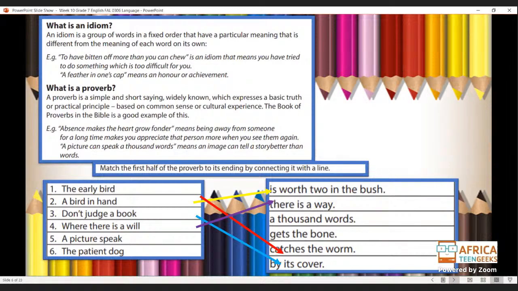Very good. Number five, a picture speaks. Very good, Itanzi. Very good, Amo. Nice. Very good. Let's see if I've also got it right. Hope so. Phew, a picture speaks 1,000 words. Well done, Gary. Well done. A patient dog. Very good. It is easier to find because it's the last one there, but it's not actually a very common one. So the patient dog gets the bone. Well done. Give yourselves a pat on the back there. Awesome job. You're doing very well.